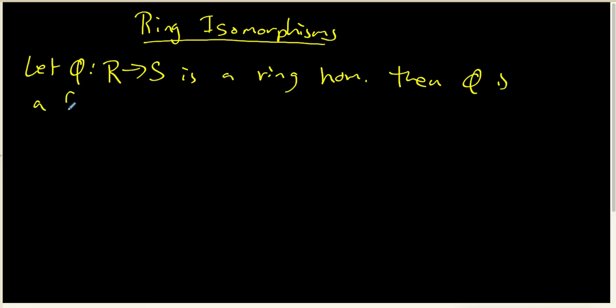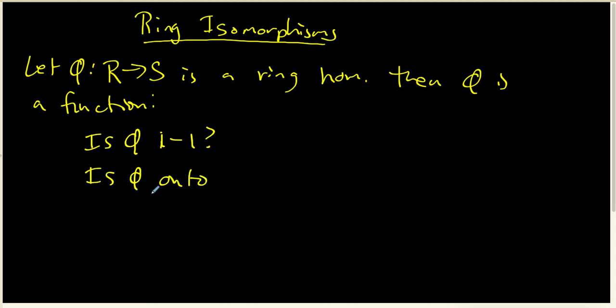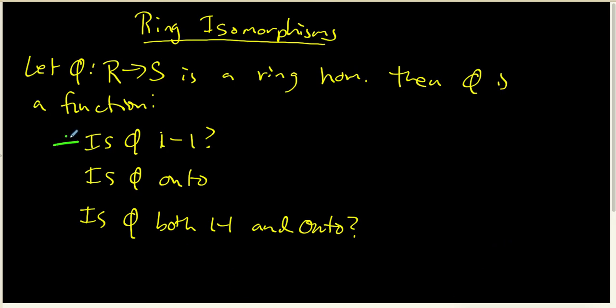And as a function, we can ask the questions, is phi one-to-one? We can ask, is phi onto? And we can ask, is phi both one-to-one and onto? And whether or not a particular ring homomorphism has one or both of these two properties actually turns out to be fairly important, and I do want to introduce just a little bit of vocabulary.